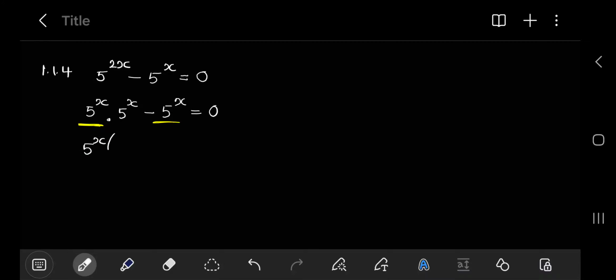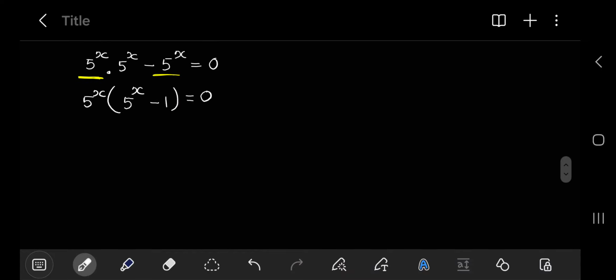So taking out 5 to the power x from the first term, we are left with 5 to the power x. And from the second term, we're left with minus 1. Now let's equate each bracket to 0. So we've got 5 to the power x equals 0, or 5 to the power x minus 1 is equal to 0.